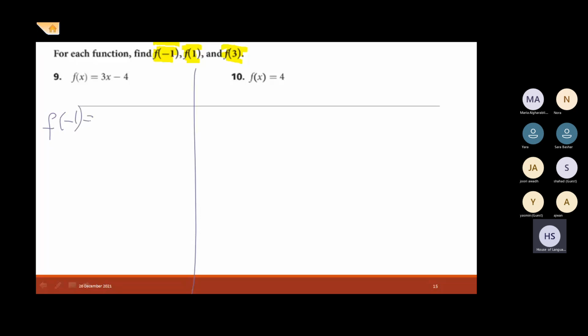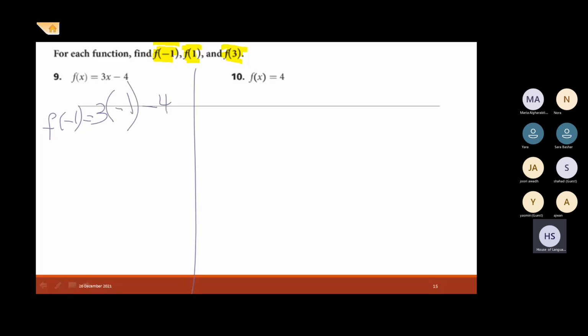So f of -1, 3 times... Where is x? So you will say -4. For each equation, for each function, we will use all. If f of -1, you will substitute, you will find the answer. Then f of 1, then f of 3.